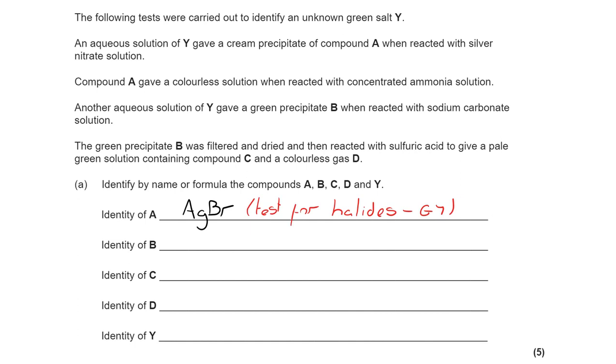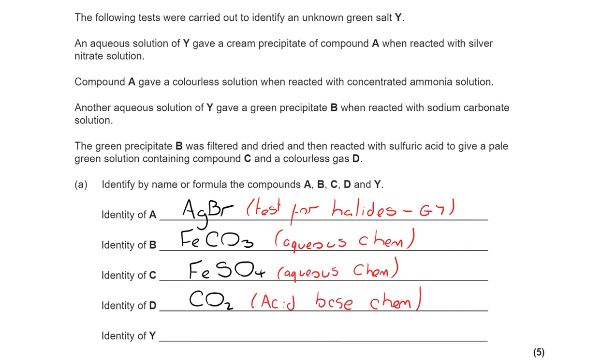When we get to the identity of B, we're moving into the huge swathe of facts that you've got to learn about the colours and the observations in the aqueous chemistry topic, where we look at the reactions of complexes. Now, in this particular case, though, we're looking for FeCO3. The identity of C, you were aiming for FeSO4. And the identity of D, we were looking for the fact that we've got CO2 given off.